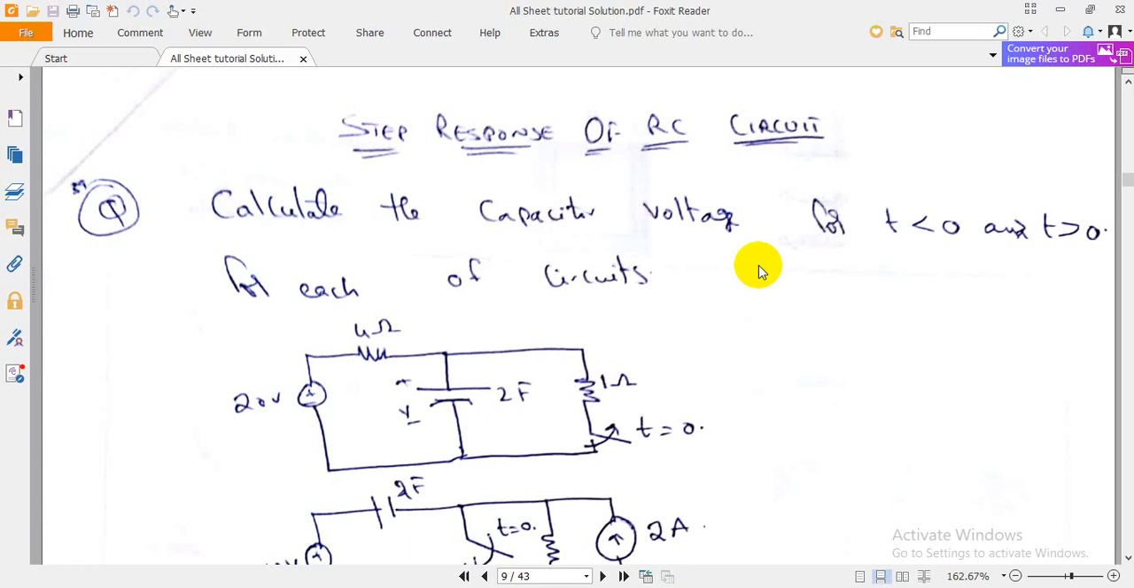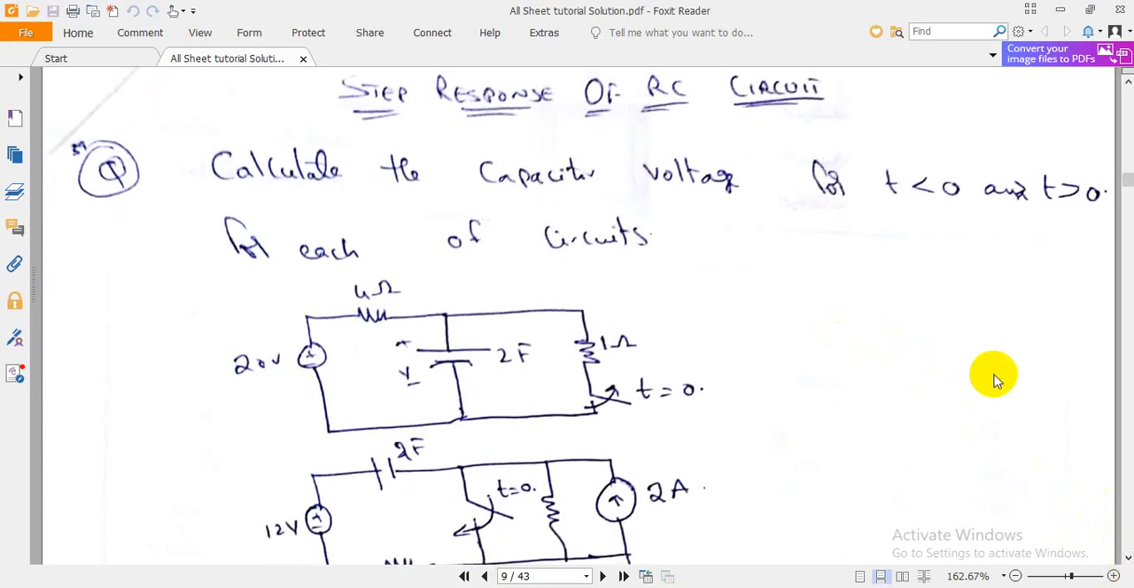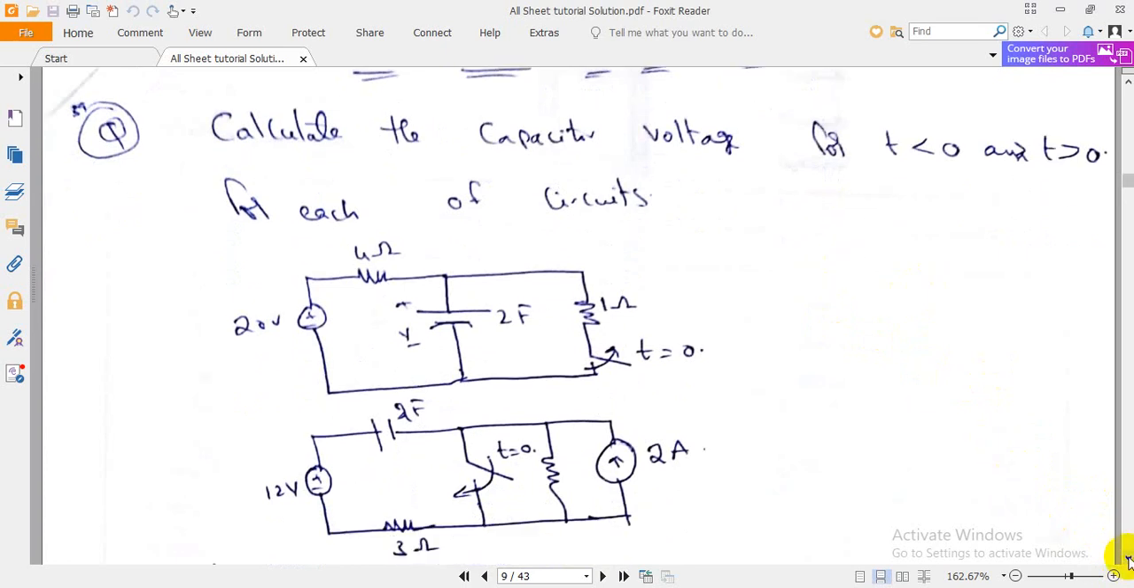So, the first question here is: calculate the capacitor voltage for t less than 0 and t greater than 0 for each of the circuits. Step response means that after t equal to 0 the circuit contains a source, either current or voltage. So we have here two questions.